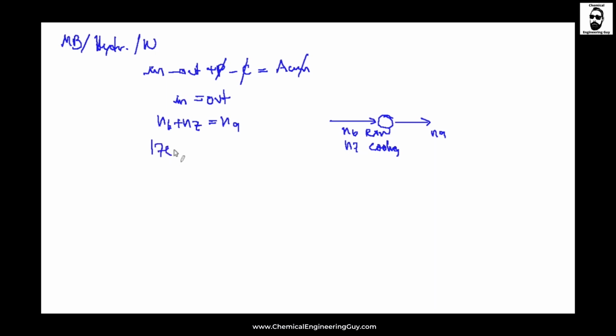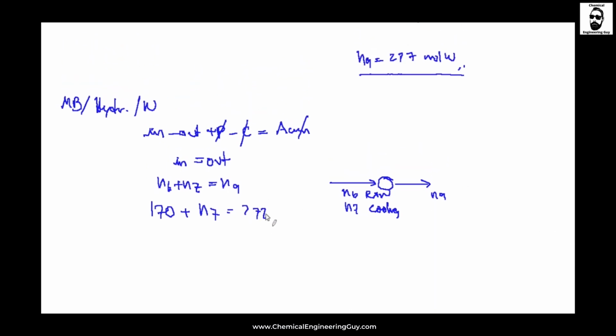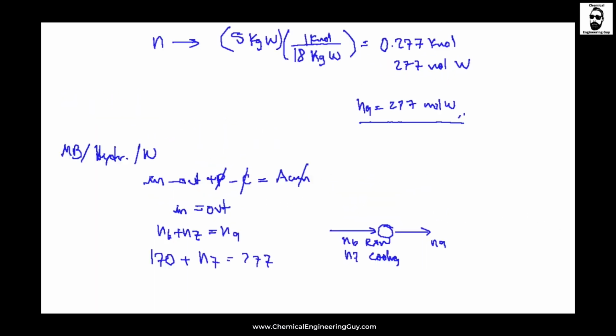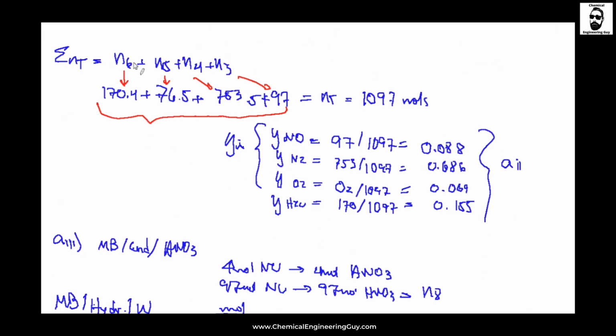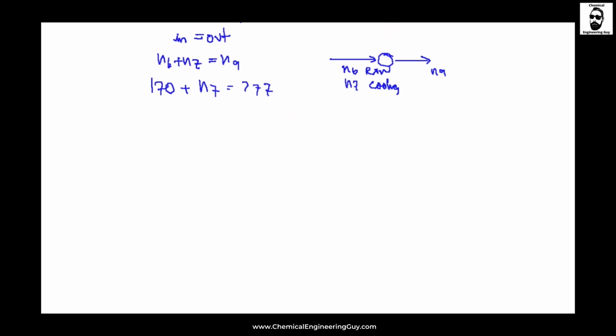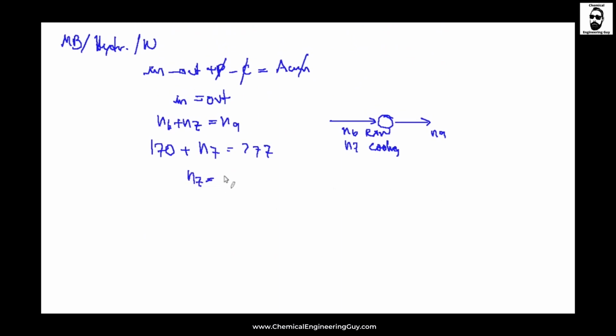So N6, how much is that? It's 170. And N7, how much is that? I don't know, that's what I want to know. N9, I just calculated here, it's 277. Sorry, so let me show you N6 before. How much is N6? Here, look. I'm not lying to you, 170. And N7 goes as this. It's about 107 moles of water.